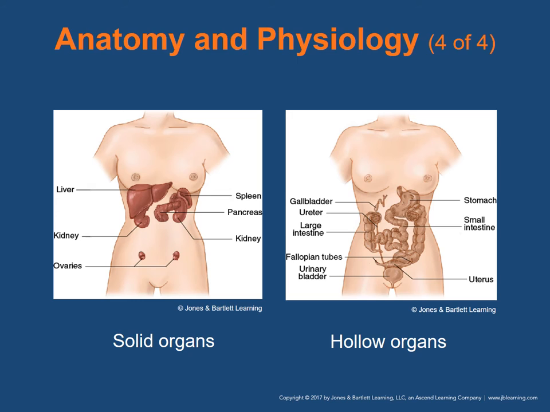And here you see on a female the solid organs as opposed to the hollow organs. So you can take a second in your book and look at these different abdominal organs and where they sit, and try to picture in your head when they're all together how many organs, whether they be solid or hollow, just the sheer amount of tissue and nerves and blood vessels are attributed to the abdomen.